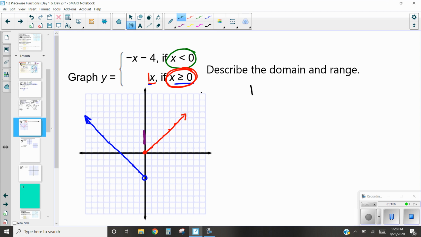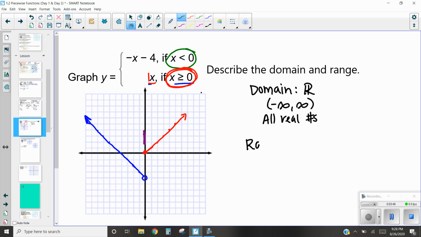Now let's describe the domain and range of this function. So the domain of this function, what we want to look to see, now remember, is all the x values. So in this case, it's all of the x values less than 0 and all of the x values greater than or equal to 0. There aren't really any numbers that aren't included in there. So our domain here is all real numbers. Remember, we can write that with that fancy R that represents the set of all real numbers. We can use set notation by doing negative infinity to infinity, or you could write all real numbers.